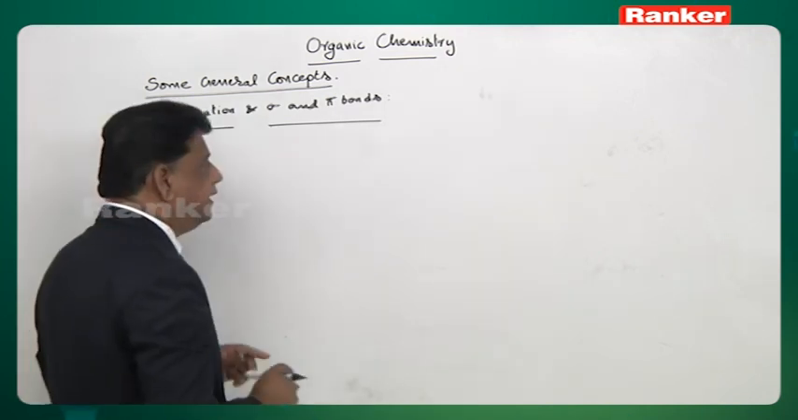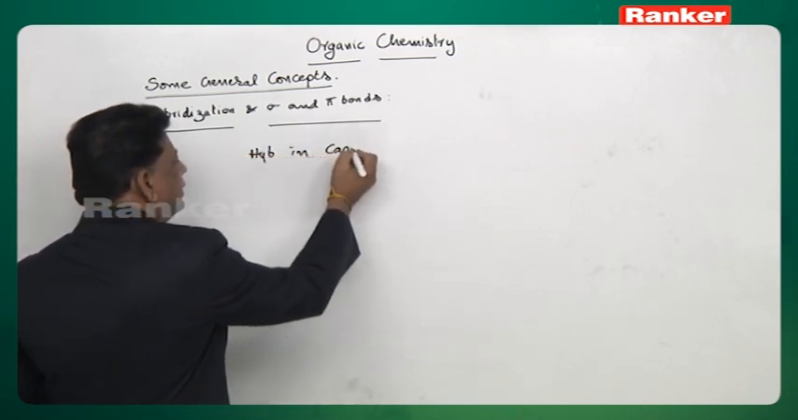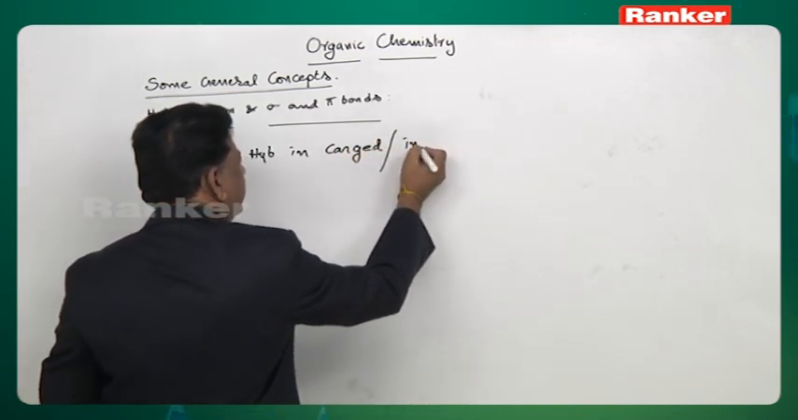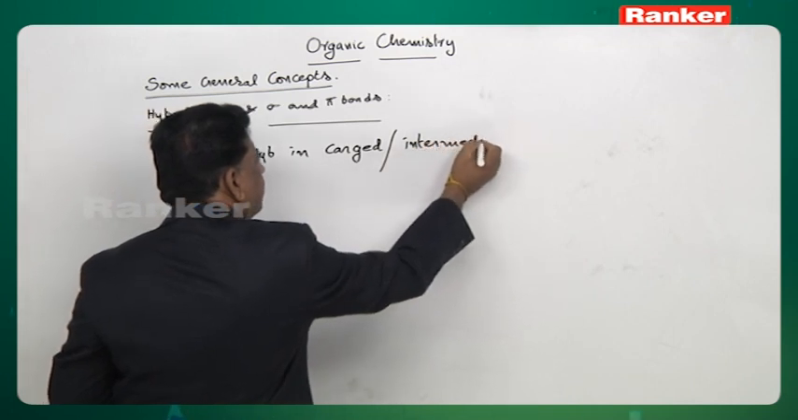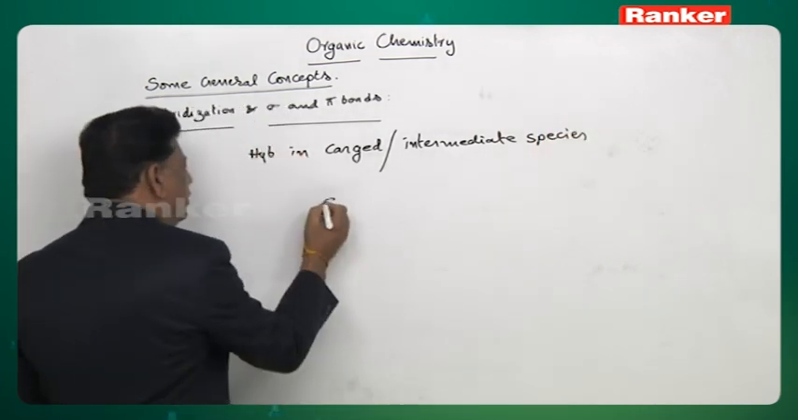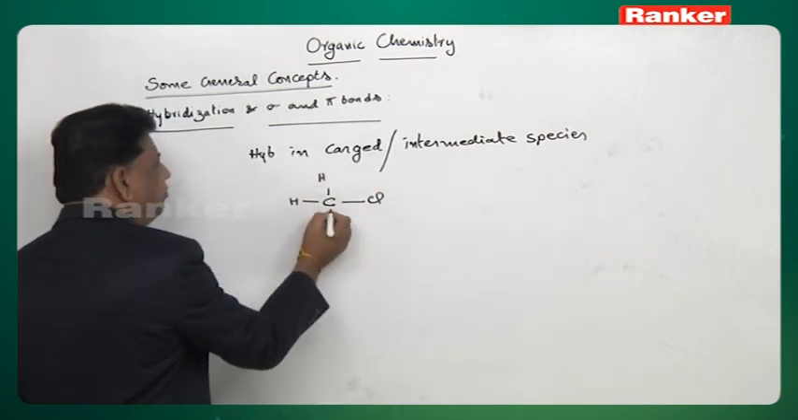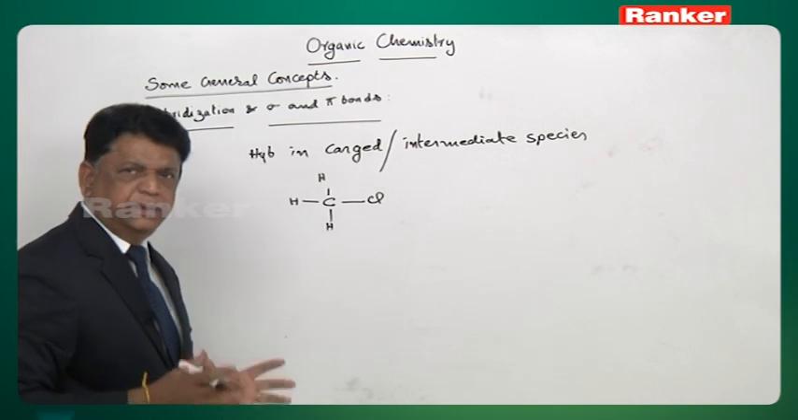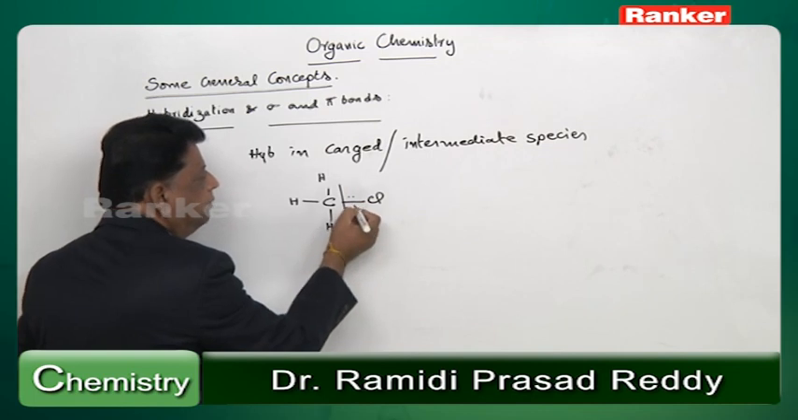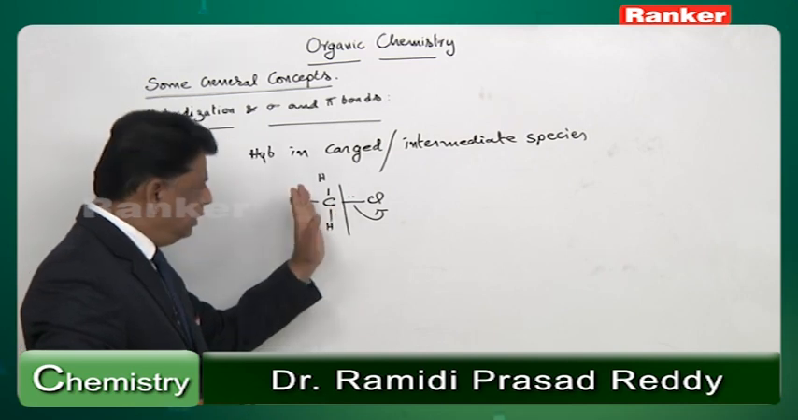Now, let us take another concept, hybridization in charged or intermediate species. A molecule like, for example, methyl chloride, right. Originally the carbon is sp3 hybridized, but if it cuts here like this, the 2 electrons will be taken away by the Cl only. So, one hybrid electron used in this bond will go with the carbon only.